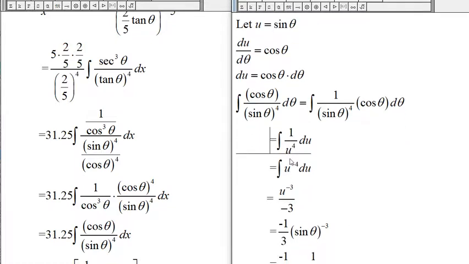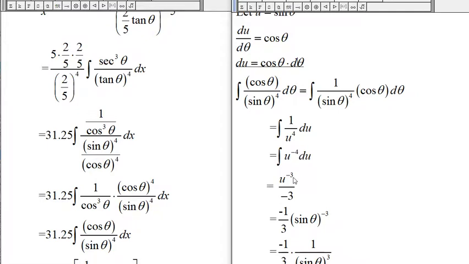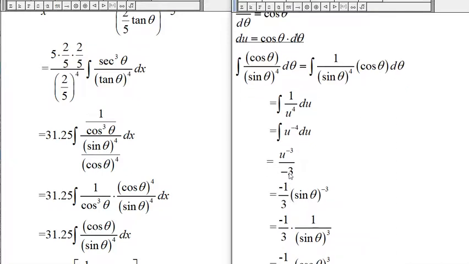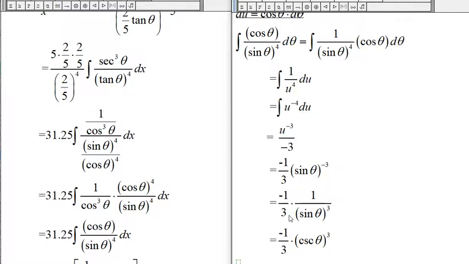1 over u to the 4th is the same as u to the negative 4th. The antiderivative here: add 1 to the exponent, negative 4 plus 1 is negative 3, and then dividing by negative 3. And this would be negative 1/3, but u is sine of theta. So we get sine of theta to the negative 3. So here we have negative 1/3, and then sine of theta to the negative 3 is the same as 1 over sine to the third.